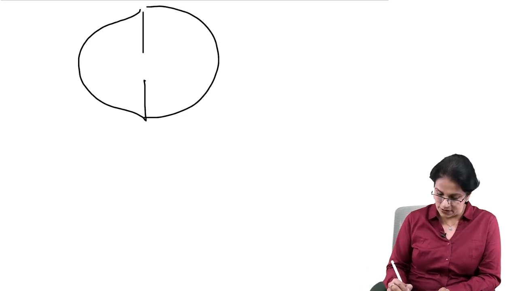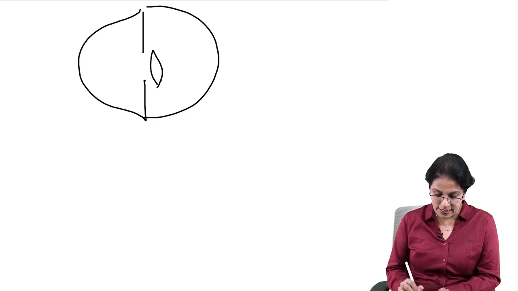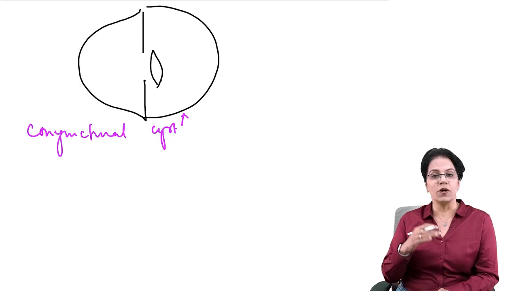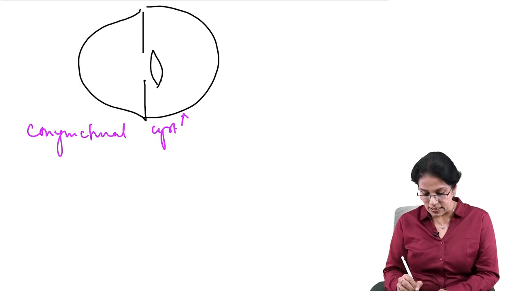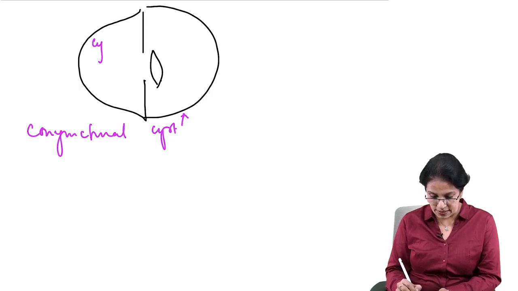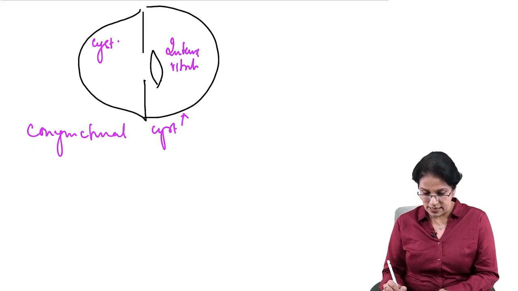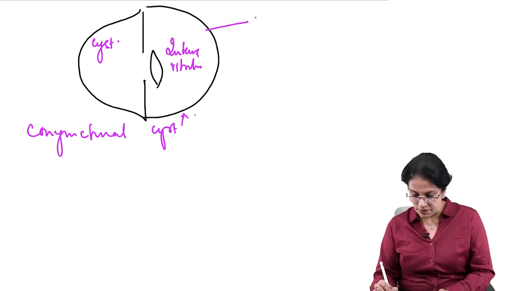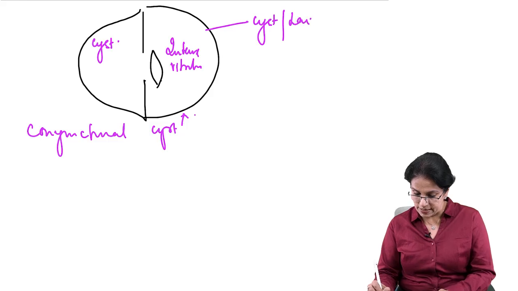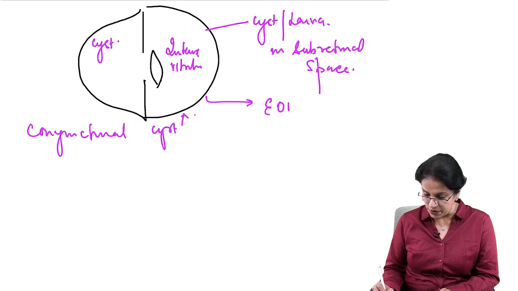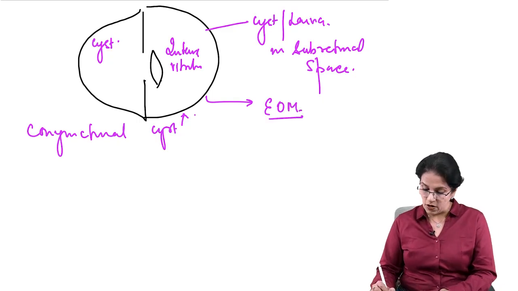Talking about the ocular features, one by one, first you can get cysts on the conjunctiva. So, conjunctival cysts, right? Second is in the anterior chamber. So, you can find the cyst in the anterior chamber. Then there can be intense vitritis. And the cyst or the larva can be found in the subretinal space. And of course, we are talking about muscles. So, in the extraocular muscles also you can find the cyst.